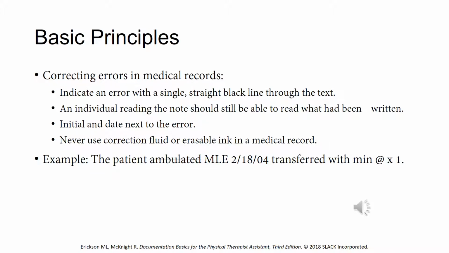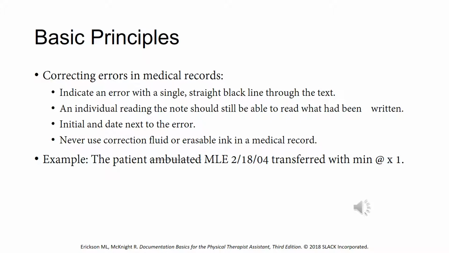Sometimes as we're writing, we will make errors. That is okay. When you have an error, you do a single straight black line through the text, and then you need to initial and date right next to that error. You don't want to try and cover up what you did. So you don't scratch it out a bunch of times or scribble over it. You just do one single black line and then sign your initials and date it. So below is that example. The patient ambulated, didn't want that word, have the initials, the date, and then transferred with MinAssist x1.